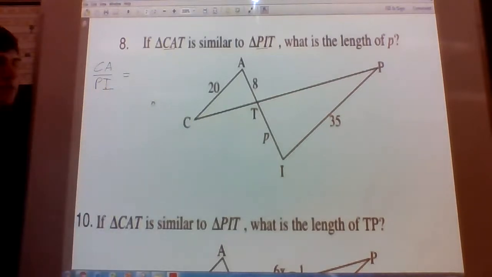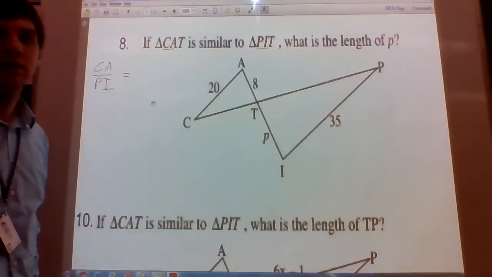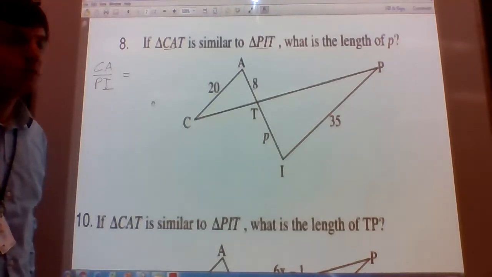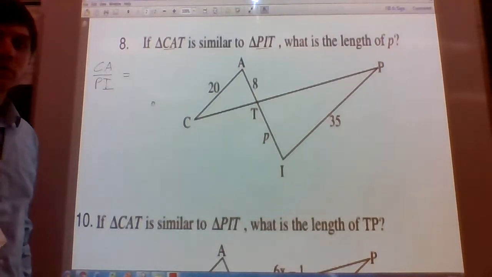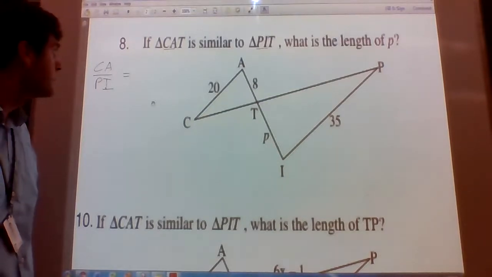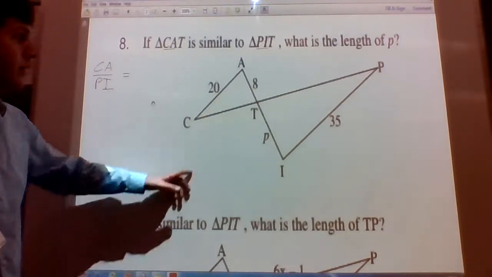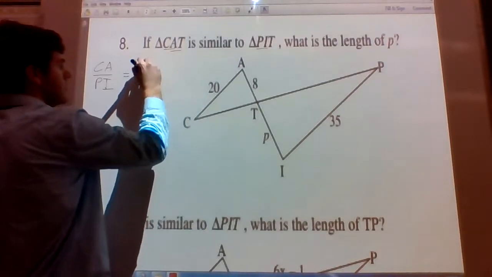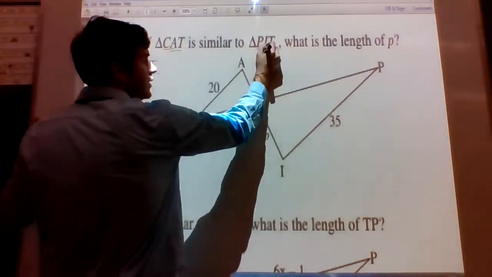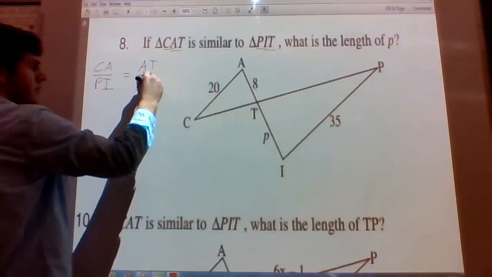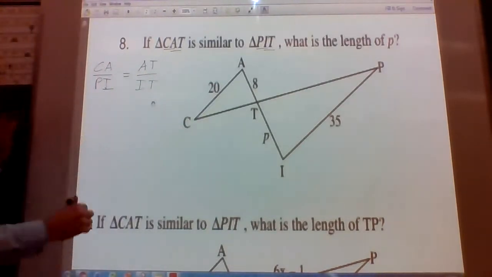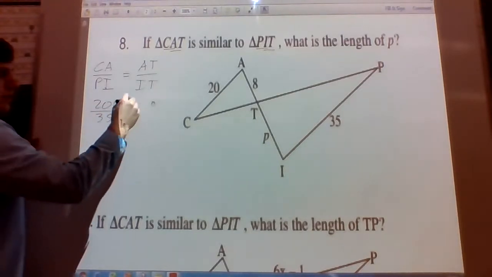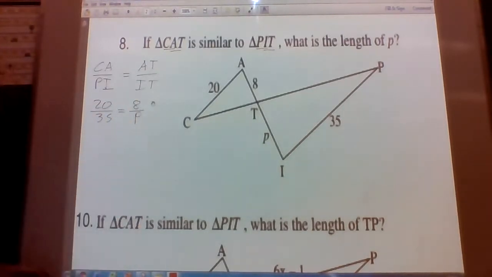Since we know the triangles are similar, the ratios of each set of corresponding sides are going to be equal, because that's what proportional means. It means the ratios are equal. So CA over PI, and then we have AT, which corresponds with IT. Okay, substitute in our values. So 20 over 35 is going to equal 8 over P.